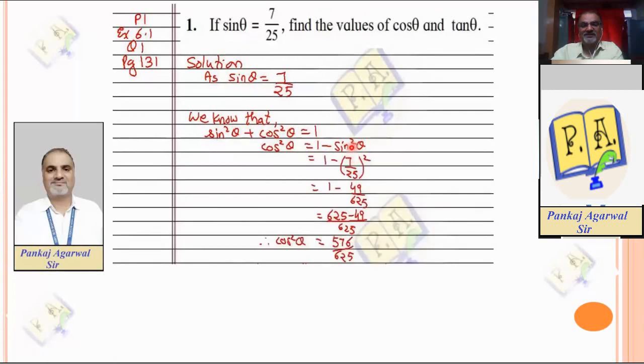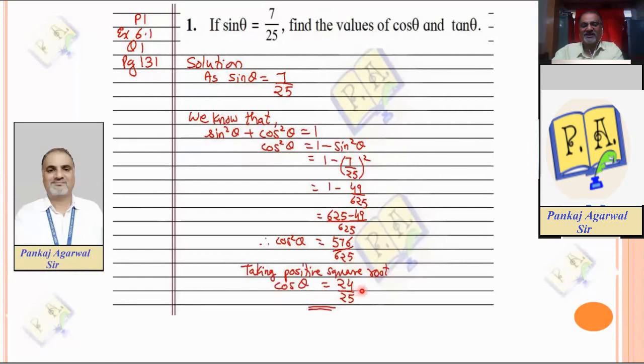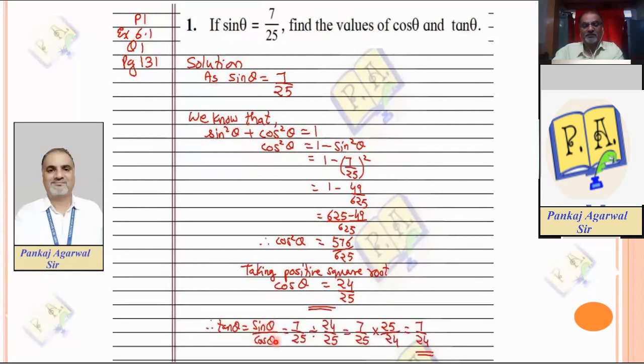What is sin theta? 7 upon 25. Open the square, cross multiply. You got cos square theta is 576 upon 625. Take the positive square root. How much is cos theta? 24 upon 25. Therefore, how much is tan theta? Sin theta upon cos theta. That is 7 upon 25 divided by 24 upon 25.